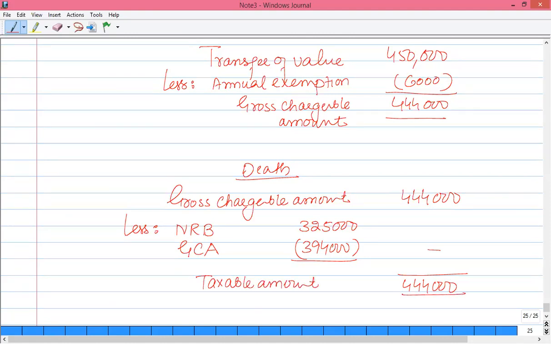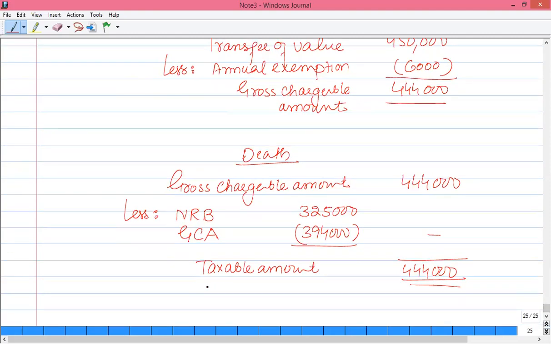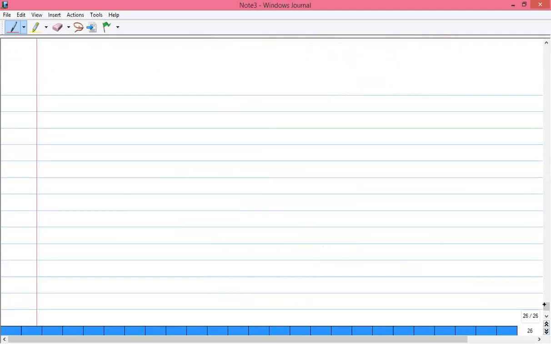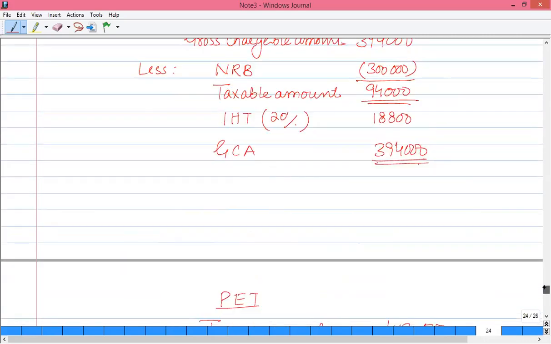On this taxable amount we have to pay IHT at 40%. So 4,44,000 at 40% gives 1,77,600. Now there is a rule of taper relief.